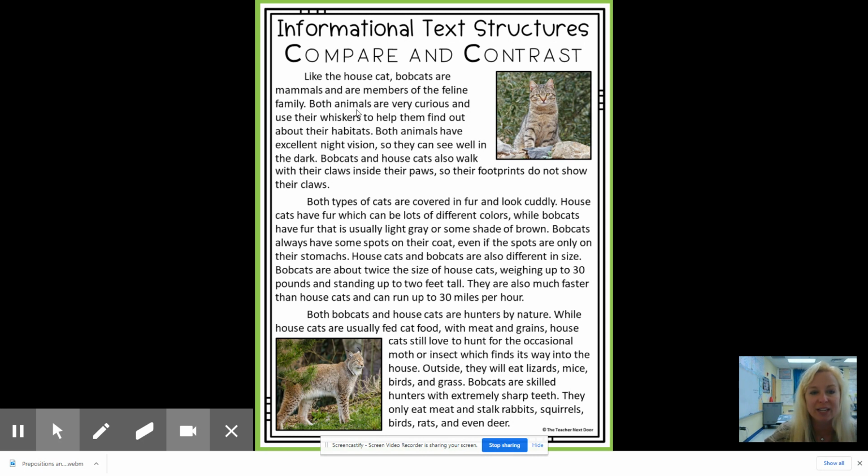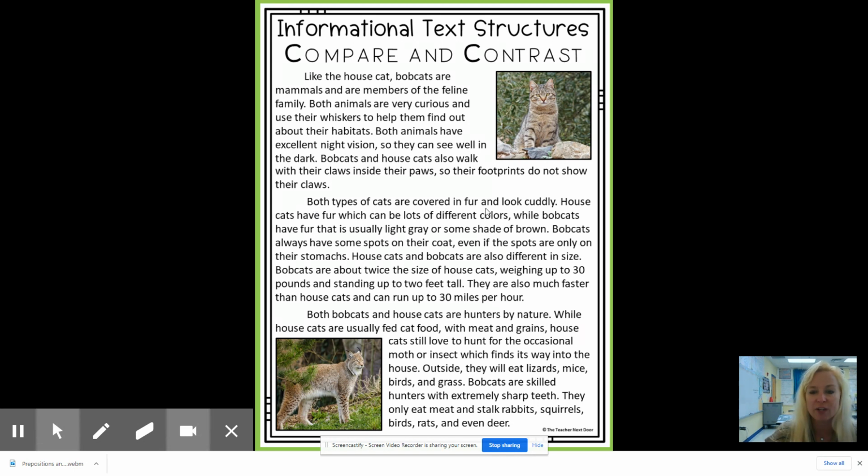Both animals are very curious and use their whiskers to help them find out about their habitats. Both. There's that clue word again. Both animals have excellent night vision. So, now it's going to show a consequence: so they can see well in the dark. Bobcats and house cats also walk with their claws inside their paws, so their footprints do not show their claws. Both. There's that clue word again.